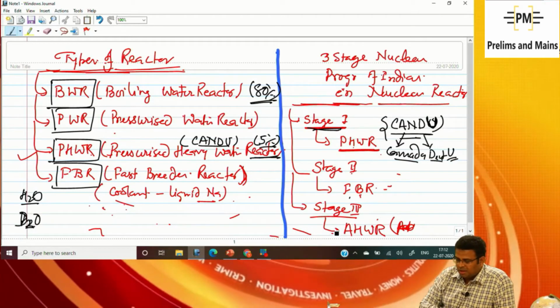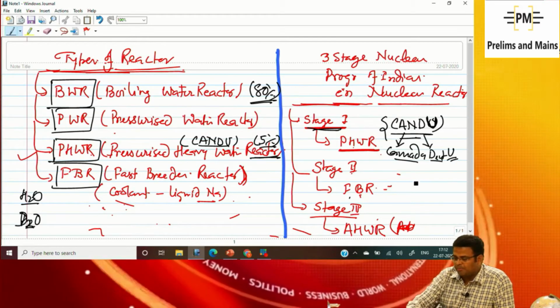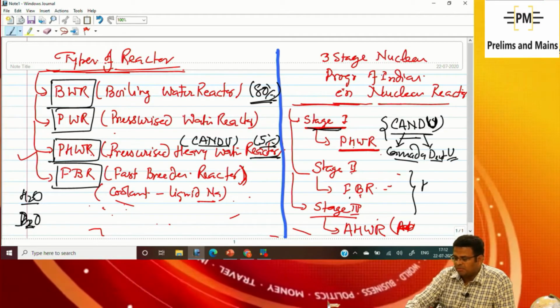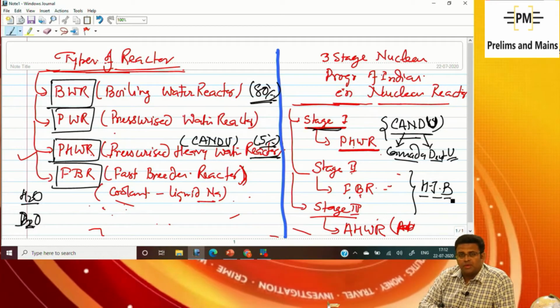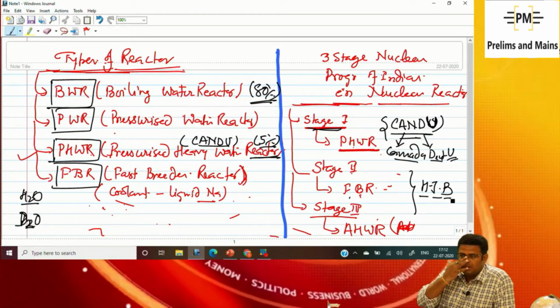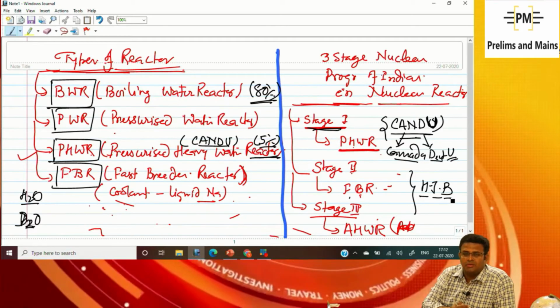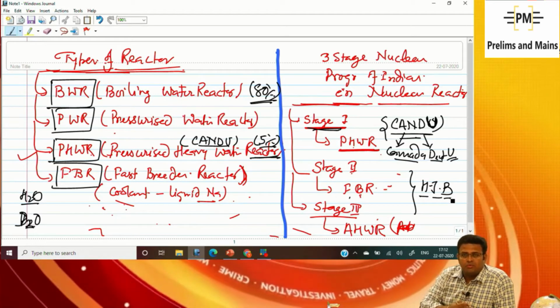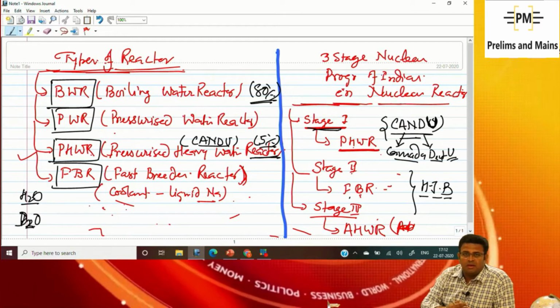So India has these 3 stages, and these 3 stages were prepared by Homi Jahangir Bhabha, before his death, you know, before 1966. This thought process was given by Homi Jahangir Bhabha, and our scientists have further moved as per his plan, and his plan is the ultimate plan.